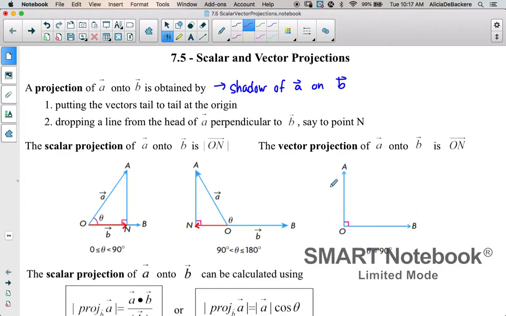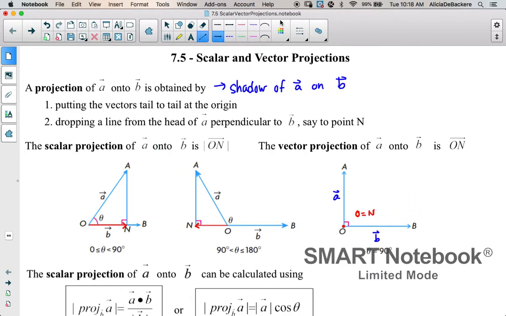A third case we might look at is what happens when there's a 90-degree angle between vector A and vector B. Again, this would be vector A and this would be vector B. Now when I drop down to find my shadow, it's right here, and the origin corner is equal to that point N. So here the scalar projection would be 0 and the vector projection would be the 0 vector.